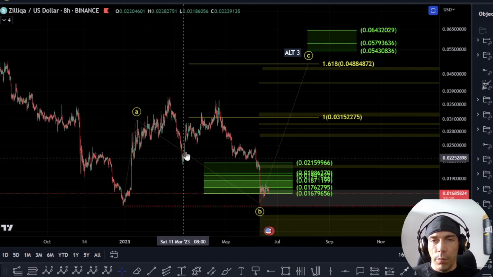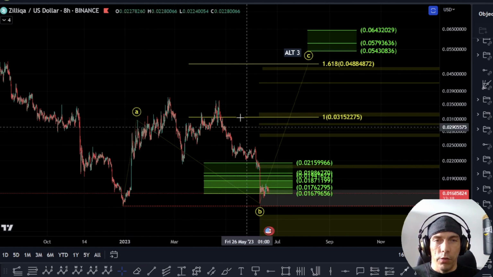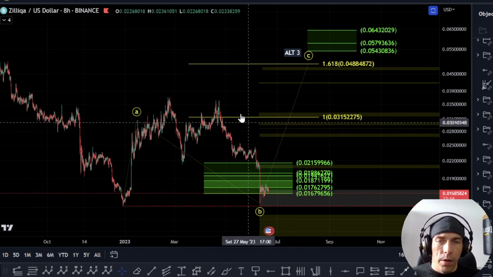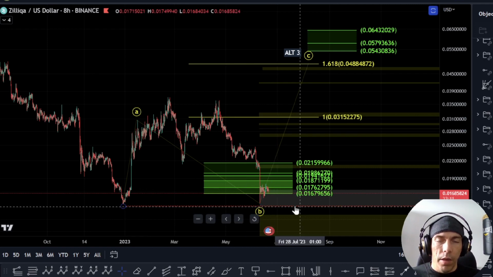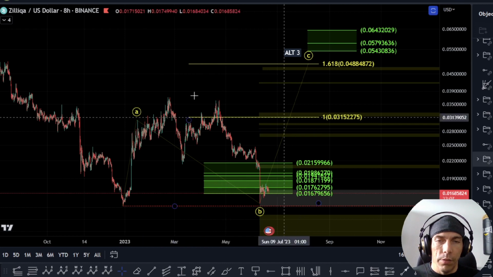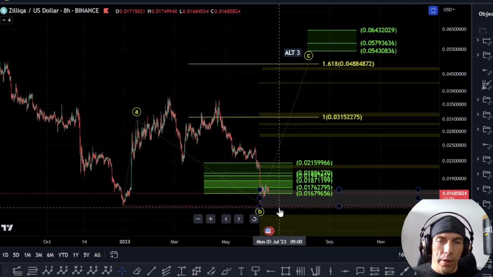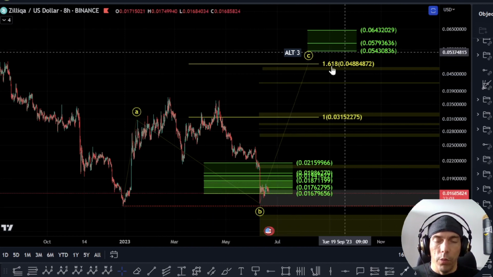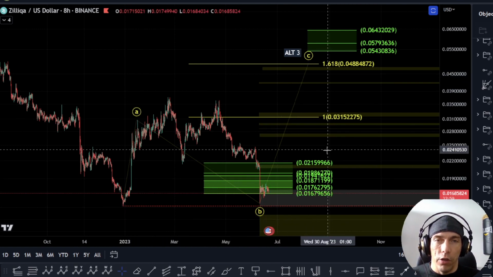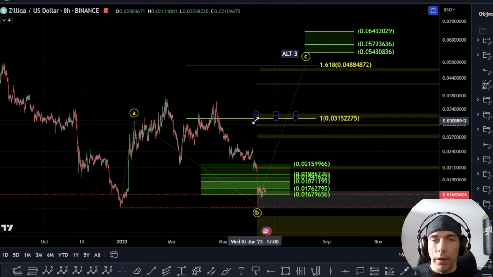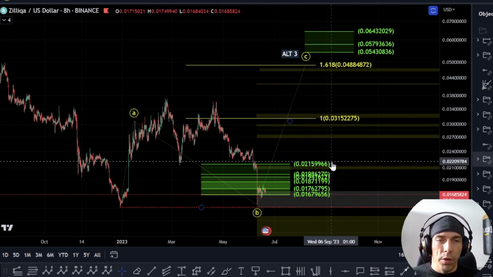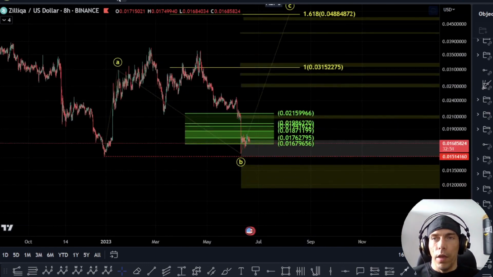Now, there's a couple of ways we can count this bit of structure here, so we need to just be aware of that fact. As long as we are above this line here, we can potentially look for this C wave to the upside, and there is a way of counting this as a bigger flat correction that we could actually break, and then we could still look to reverse to the upside. It would invalidate the idea of any kind of an impulsive structure here though, so we need to be aware of that fact. Now, if we are looking at this count, we're looking at this as ABC, so still looking for the possibility of a reversal to the upside here.